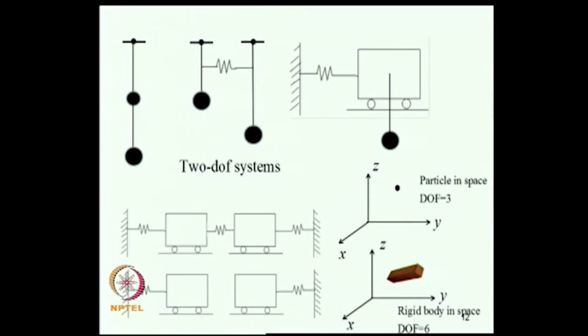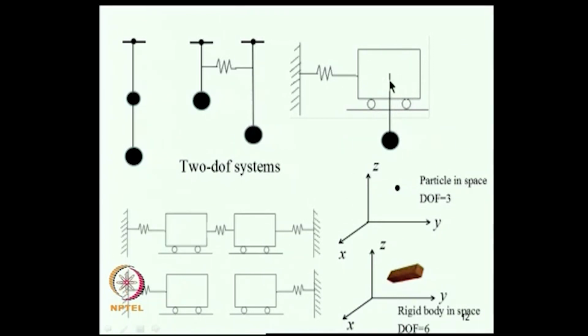Here I have shown a few systems. This is a 2 degree of freedom system, again a standard pendulum, it swings. So, I need to know where this mass is, where this mass is. So, I can use theta 1 and theta 2 as degrees of freedom. Similarly, here is another example of a 2 degrees of freedom system. This is a combination of a mass spring system and a pendulum. This again is a 2 degree of freedom system.